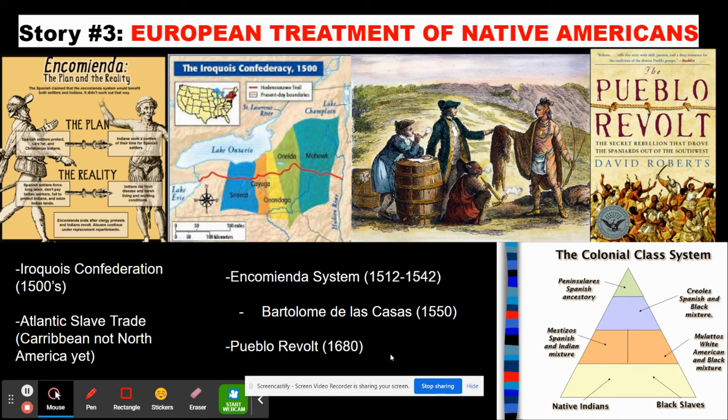So folks, again, we have super diverse native civilizations prior to European contact. European contact with natives does open up an exchange of goods, but it does also come at a cost, and different European powers do interact with natives in different ways.